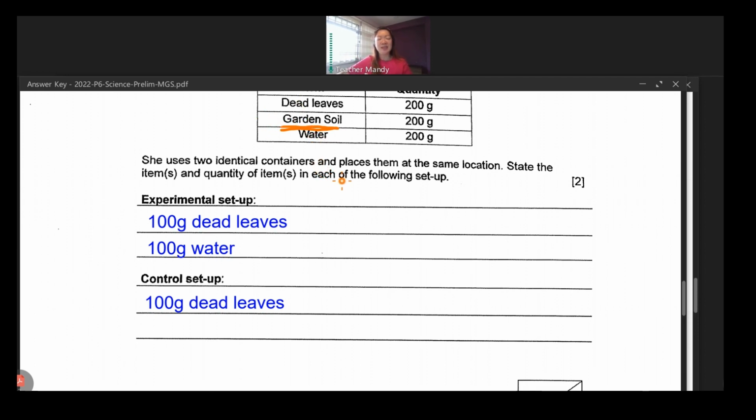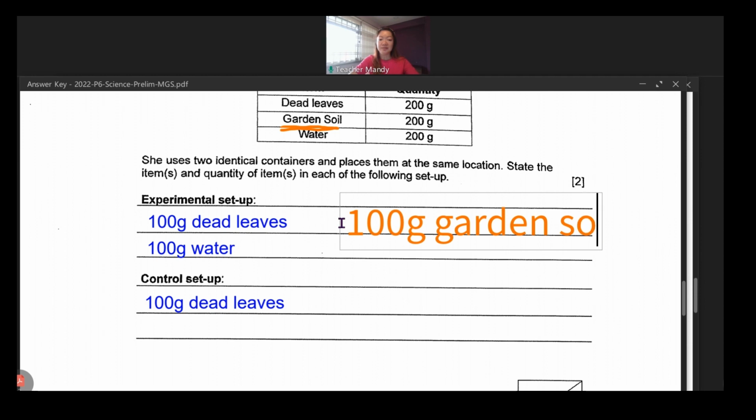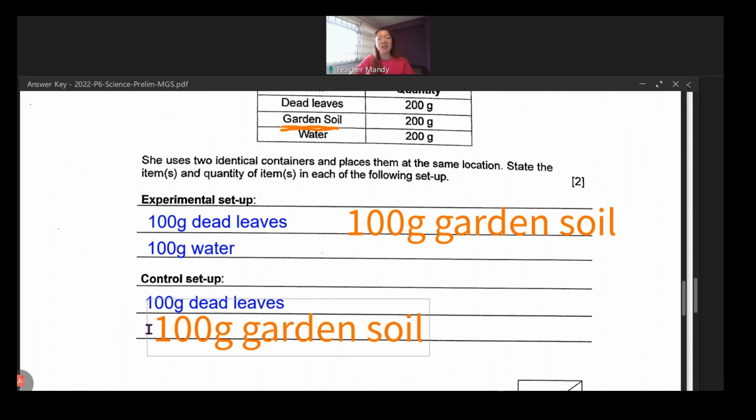Do you need to have 100 grams of garden soil in the experimental setup and 100 grams of garden soil in the control setup? Yes, you need that. So let's put this in as well. 100 grams of garden soil, and also 100 grams of garden soil, because the only difference would be the presence of water. And they should be the same quantity. That's why they mention quantity.